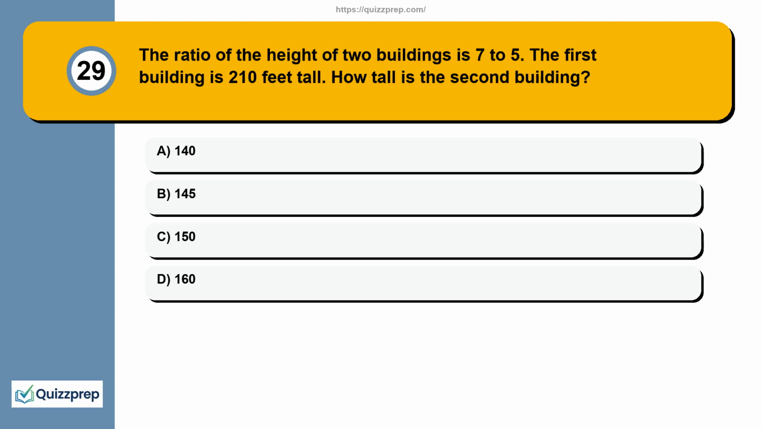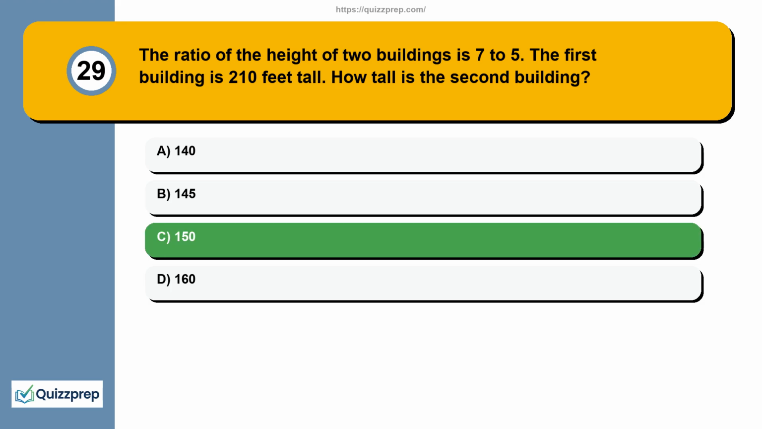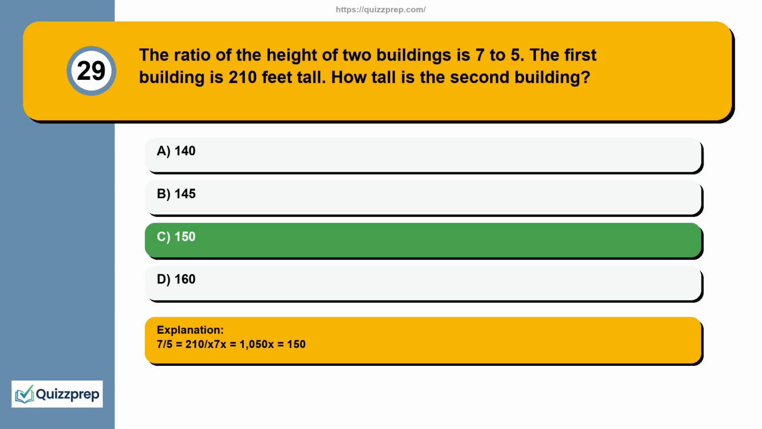Question 29. The ratio of the height of two buildings is 7:5. The first building is 210 feet tall. How tall is the second building? 140, 145, 150, 160. 7/5 equals 210/x, 7x equals 1050, x equals 150.